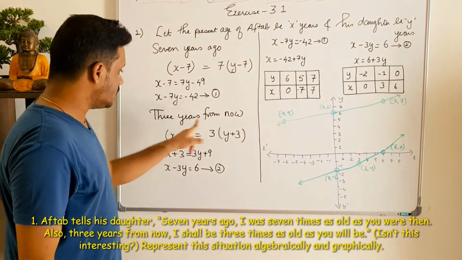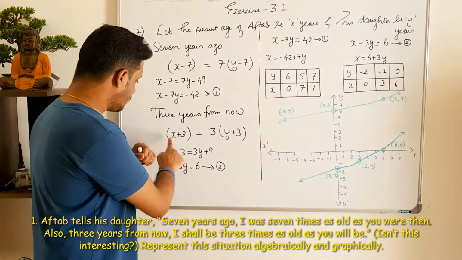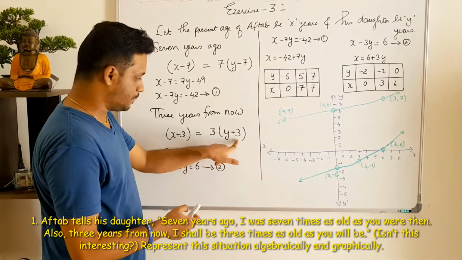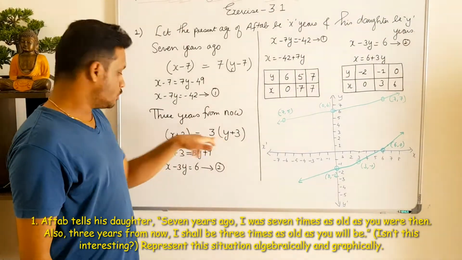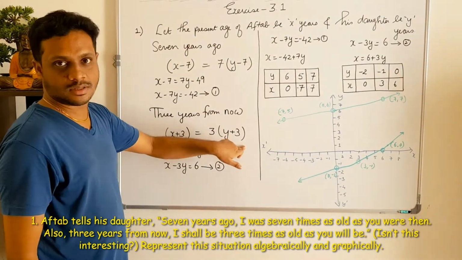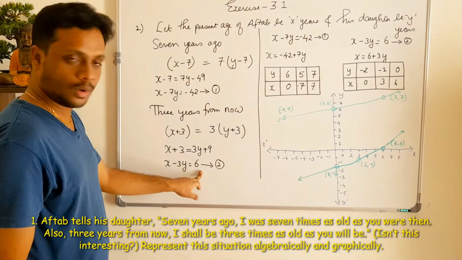Then he says after 3 years, so since the present ages are taken as x and y, after 3 years it's going to be x plus 3 and y plus 3. The father says his age will be 3 times that of his daughter. So x plus 3 will be 3 times (y plus 3). So when I simplify this also, I get the second equation which is x minus 3y equal to 6.